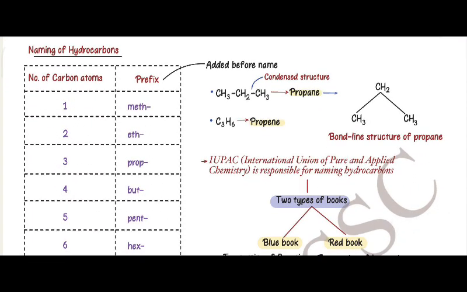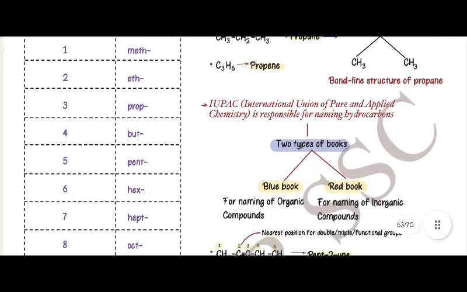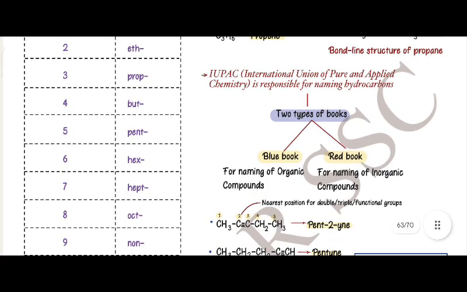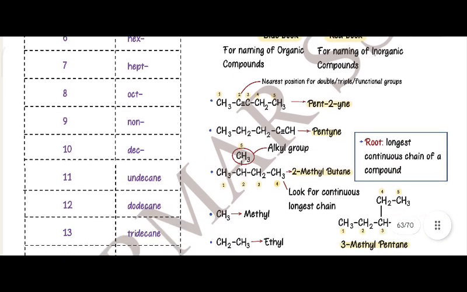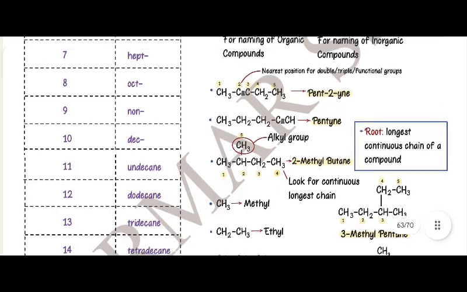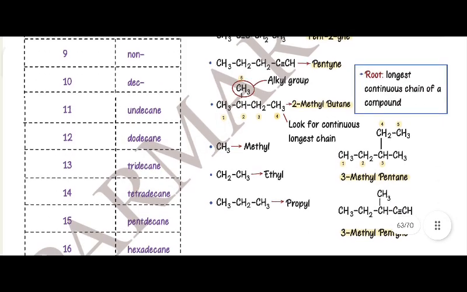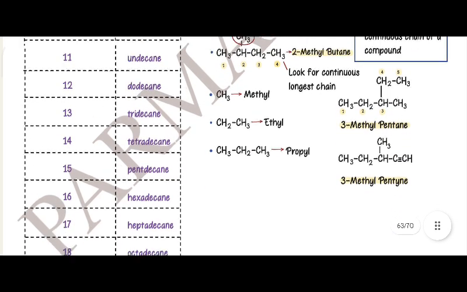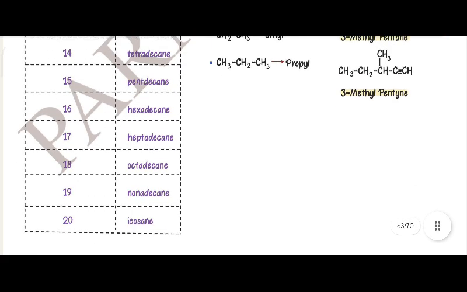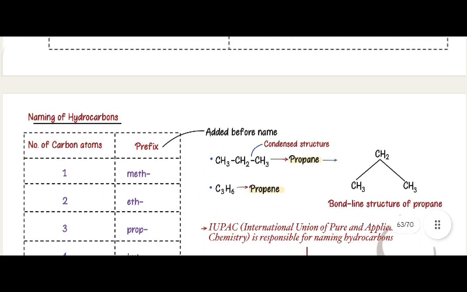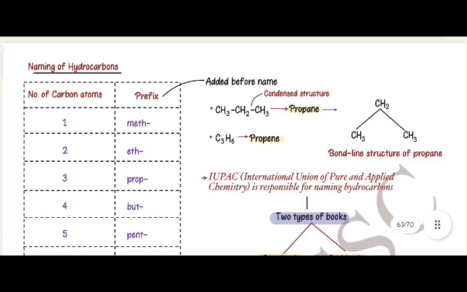Names of hydrocarbons: 1 meth, 2 eth, 3 prop, 4 but, 5 pent, 6 hex, 7 hept, 8 oct, 9 non, 10 dec, 11 undecane, 12 dodecane, 13 tridecane, 14 tetradecane, 15 pentadecane, 16 hexadecane, 17 heptadecane, 18 octadecane, 19 nonadecane, 20 icosane. A prefix is added before the name.